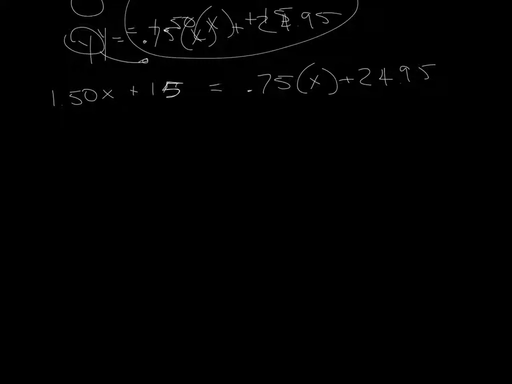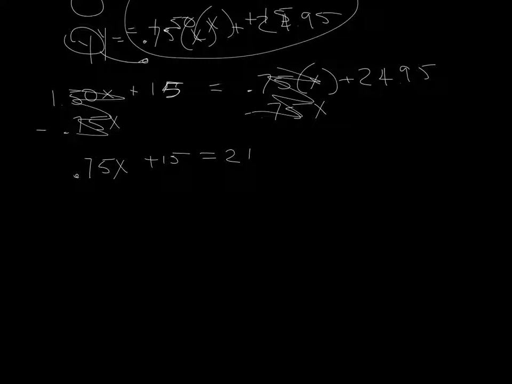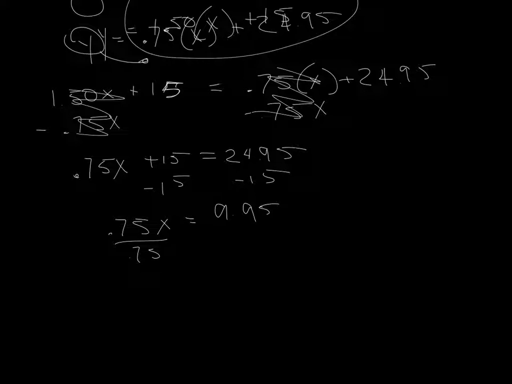Okay, so let's bring these x's over here. So that gives me $1.50x minus 0.75x is 0.75x, and that gets rid of that and that. Plus 15 equals 24.95. Okay, we're going to subtract 15, and I get 0.75x equals 9.95. Divide by 0.75.